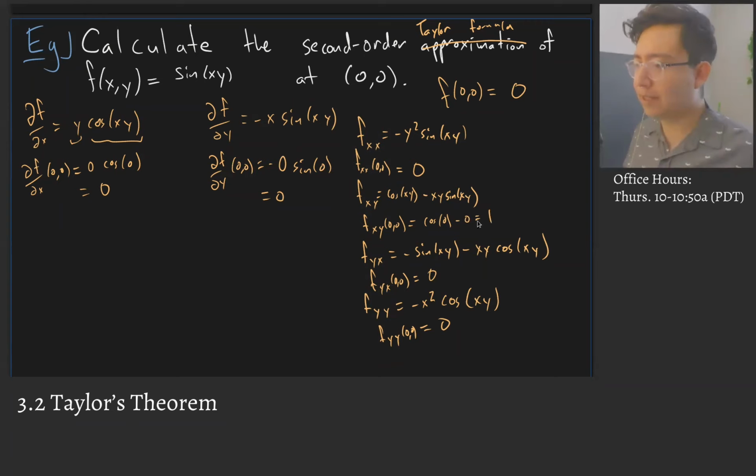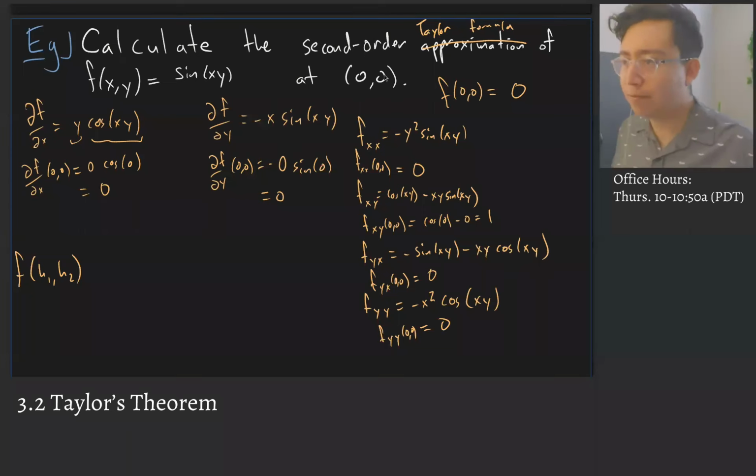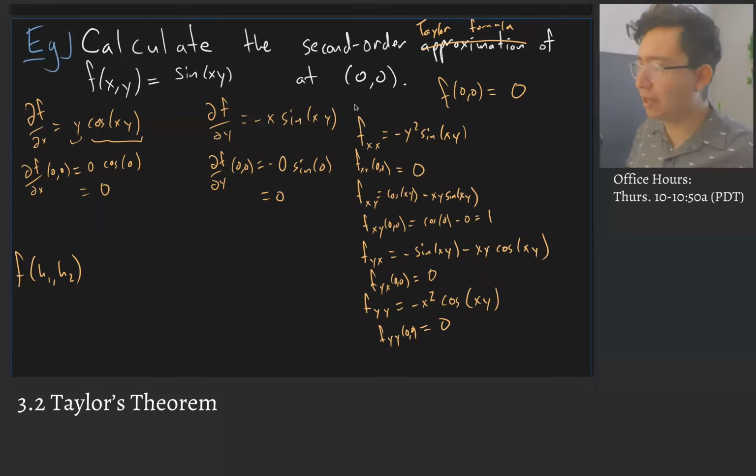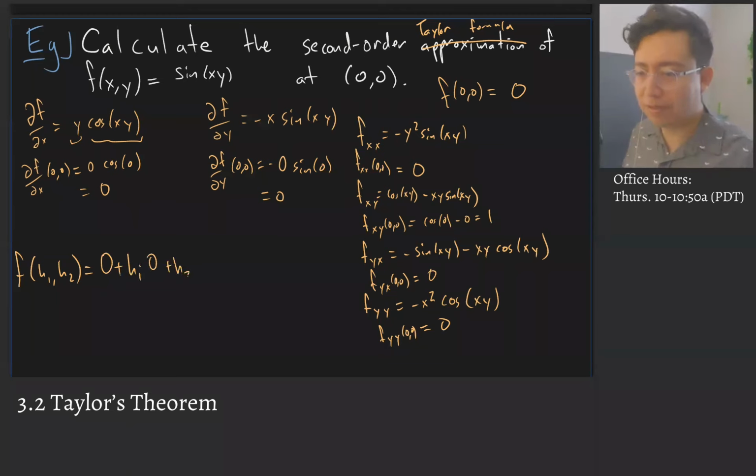Now we have this is the only non-zero thing. So we're going to want to write f of h1, h2. Remember, it should be 0 plus h1, comma 0 plus h2. But the zeros in this case go away. And so we get f at 0, 0. So we get 0 plus h1 times 0 plus h2 times 0.